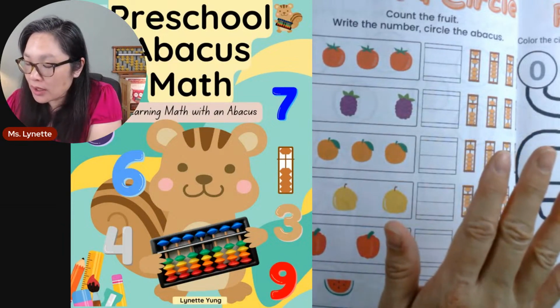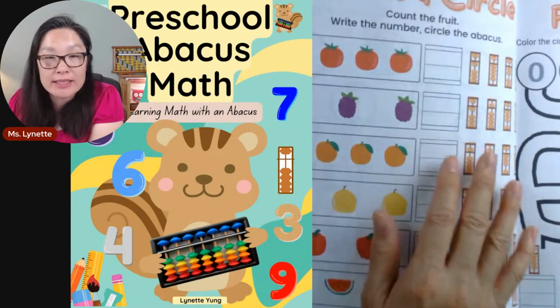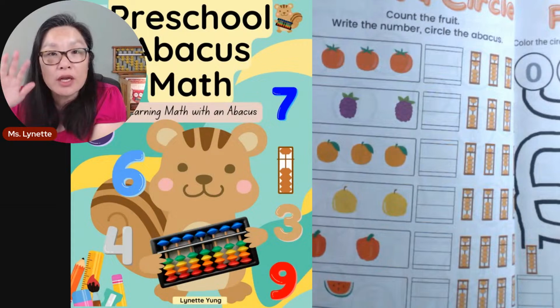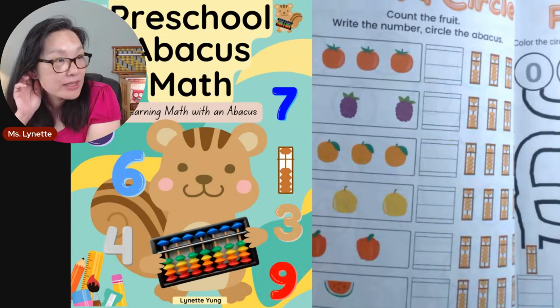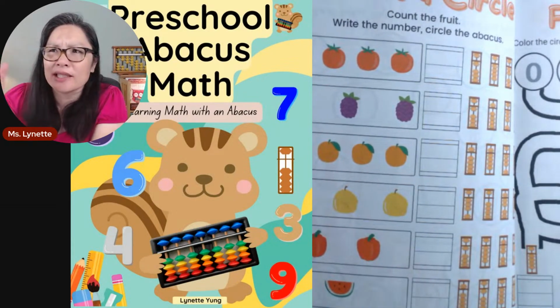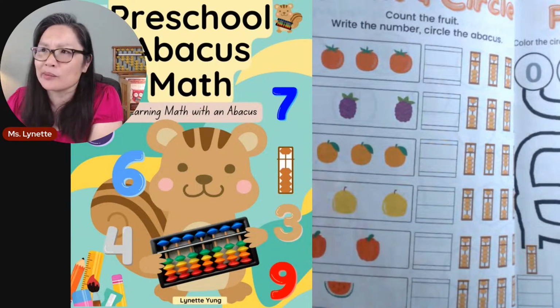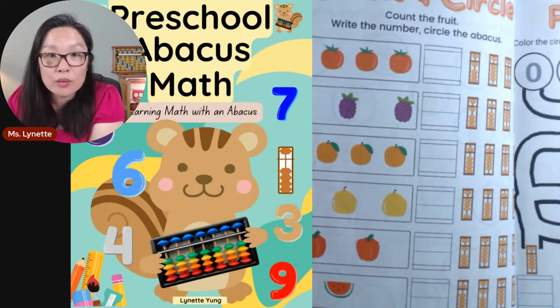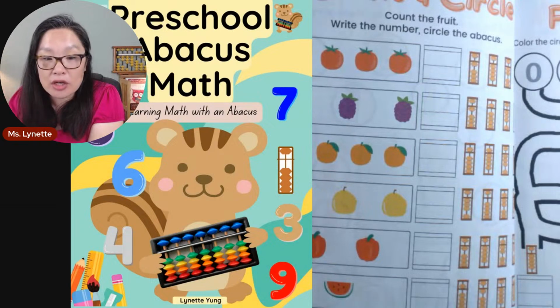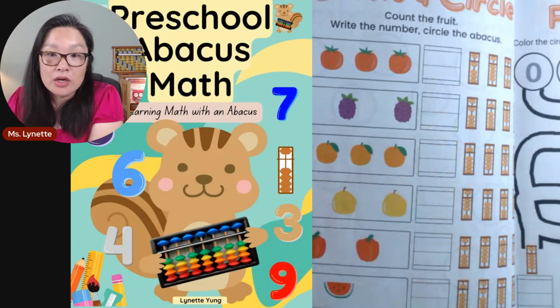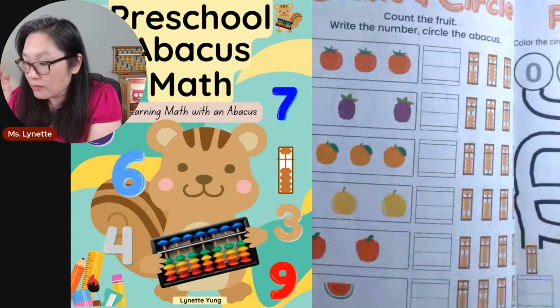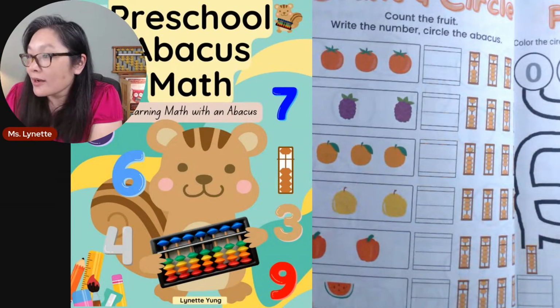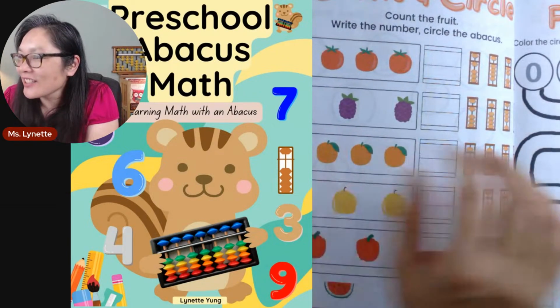We can do multiplication and division on the abacus, and then from there they can go on to doing more complex math like trigonometry and calculus and algebra and pre-calc and all that good stuff. But in the beginning, what we want to do is have a solid foundation of what an abacus is and what the numbers are. So we have a solid number sense foundation.